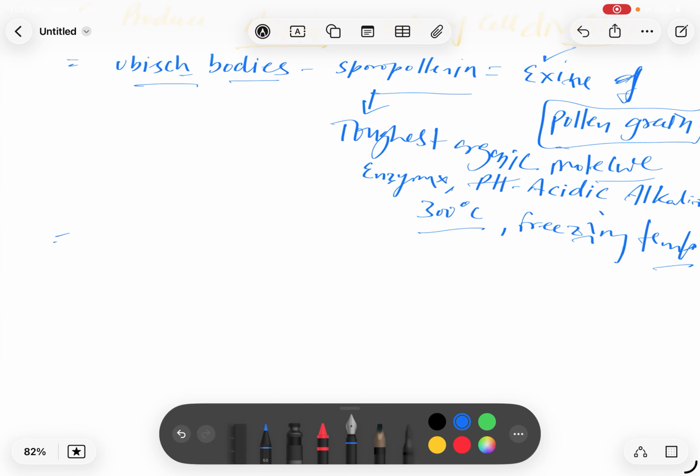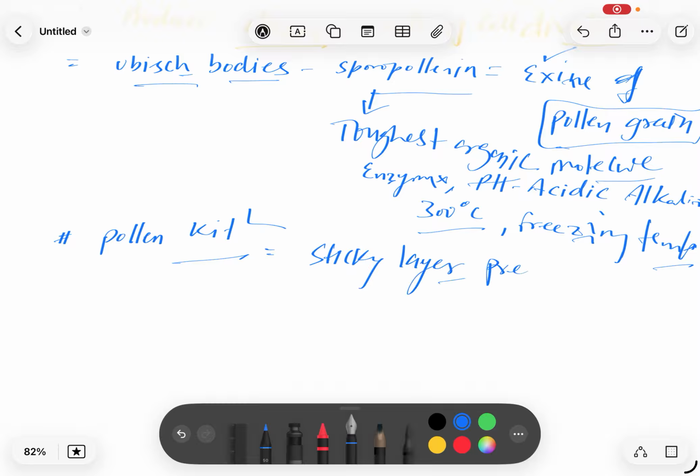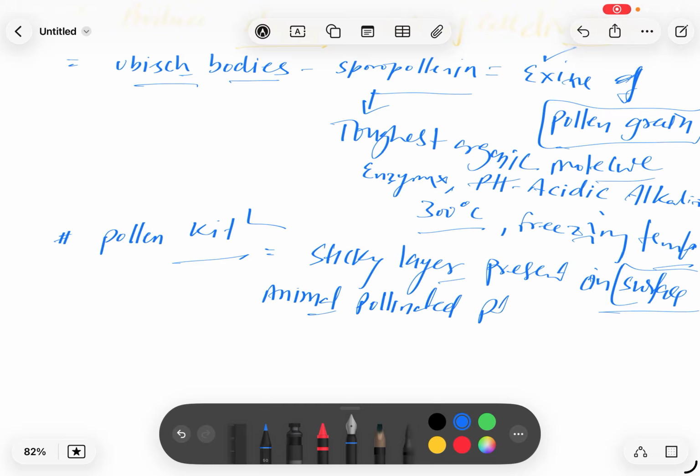Another function of tapetum is to produce pollenkitt, a sticky layer present on the pollen grain surface in animal pollinated plants.